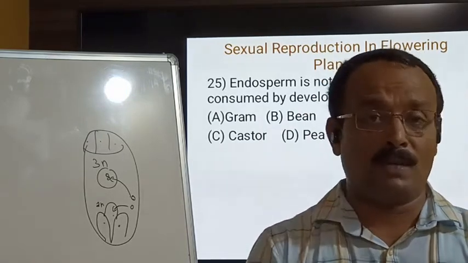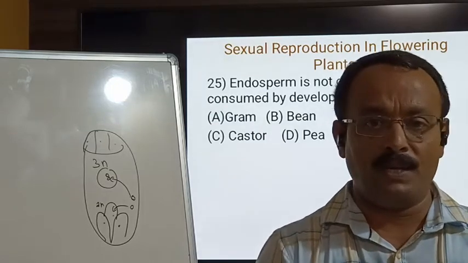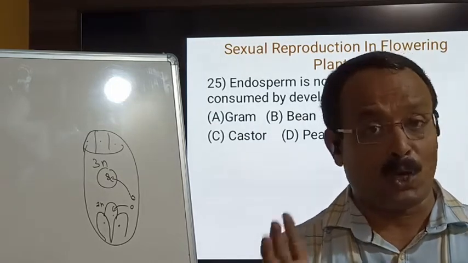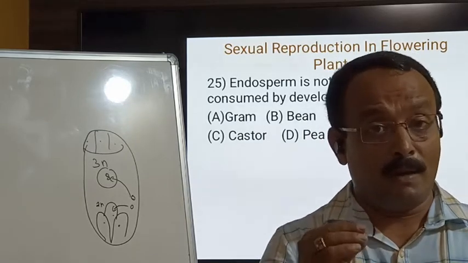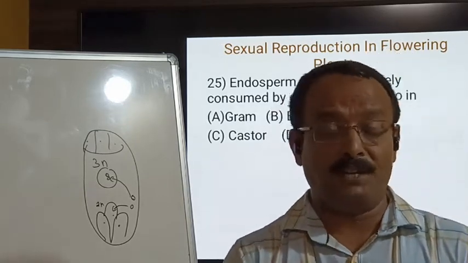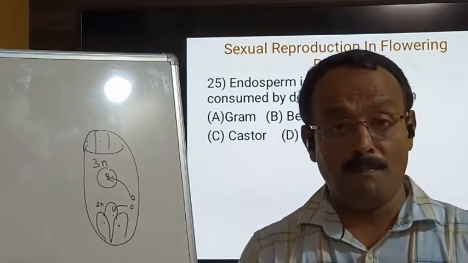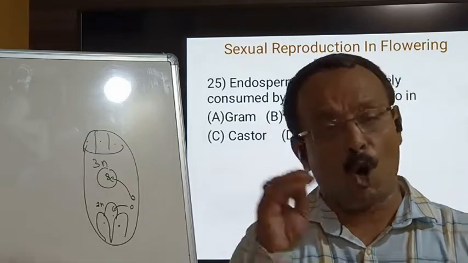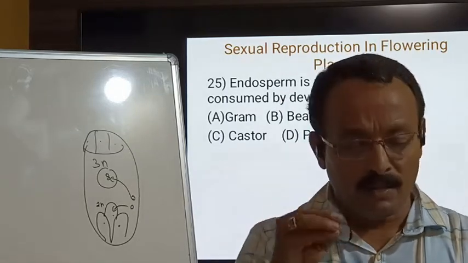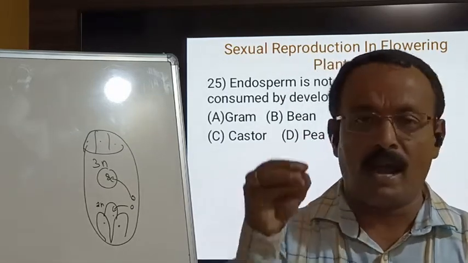For endospermous seeds, the example is all monocotyledons. All monocotyledons, that is paddy seeds, wheat, maize, sorghum, jowar, etc. They are endospermous seeds or albuminous seeds because their seed has endosperm.